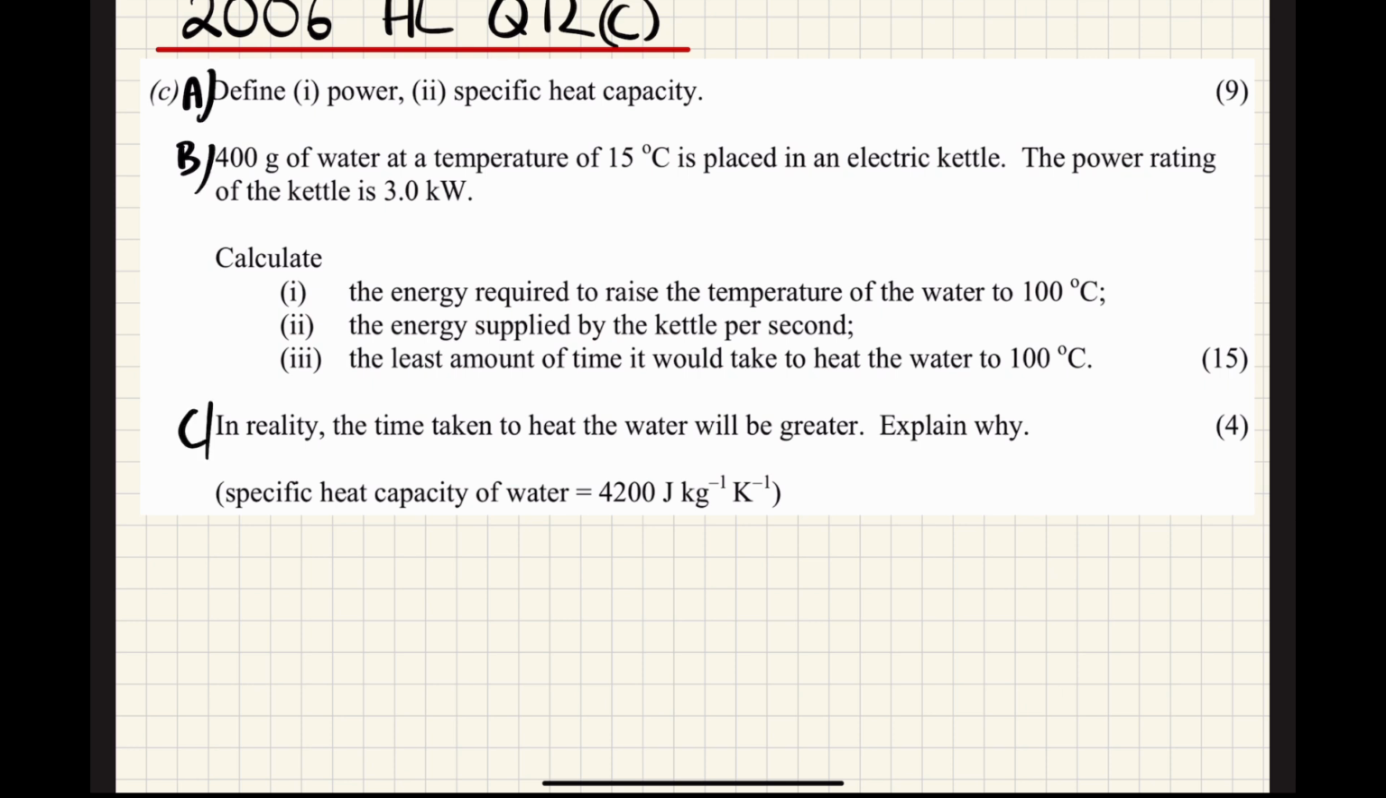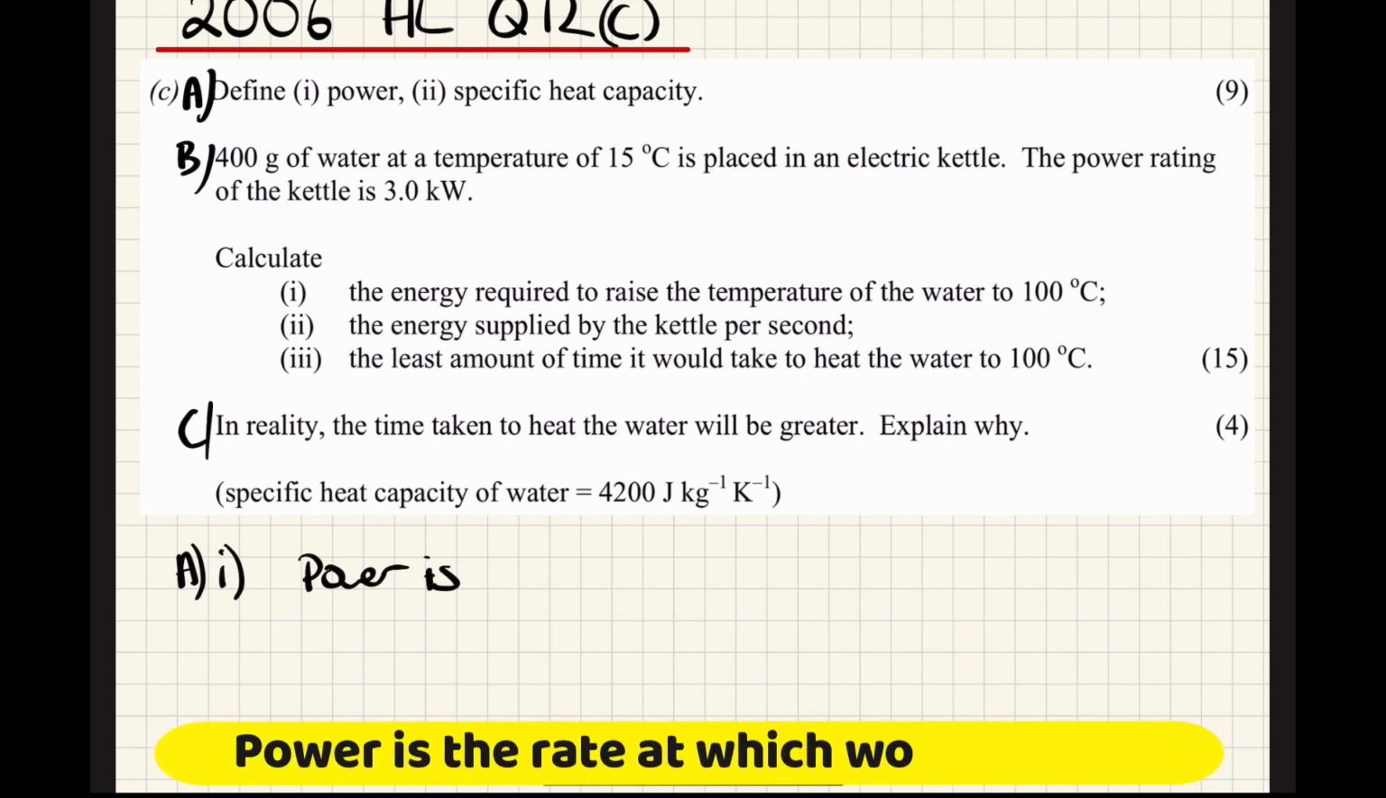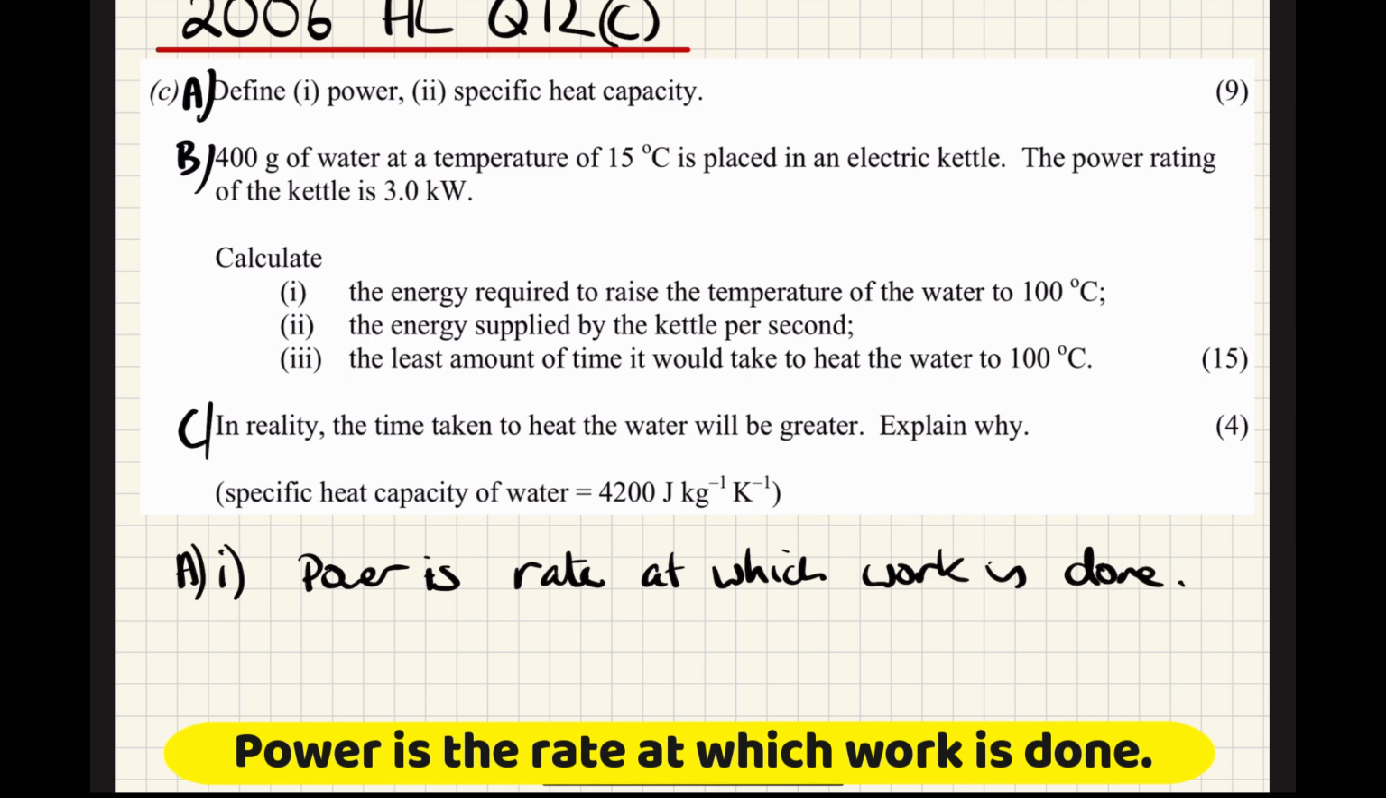So let's have a look at defining power. I'm going to call it A, but you can see it's C part 1. But there's two C part 1, so that's why it's confusing. So power is the rate at which work is done. Excuse my handwriting, but you can hear me say it.